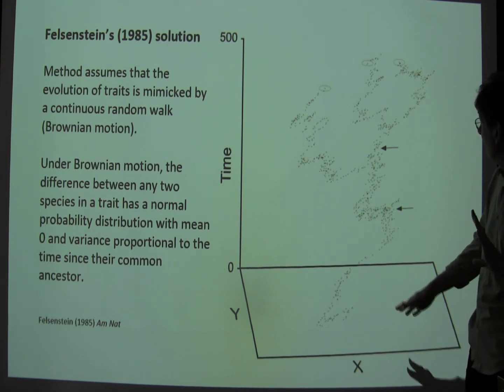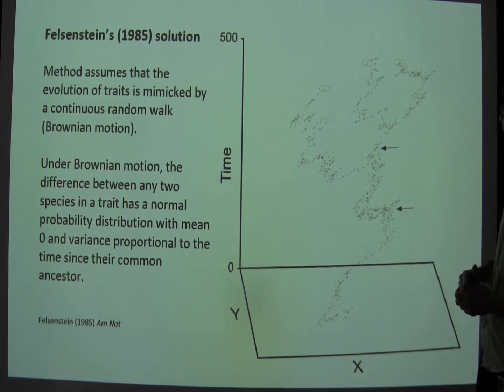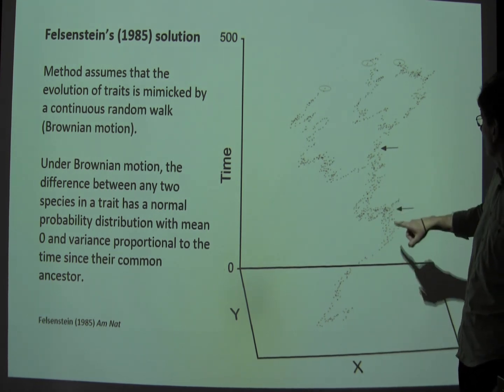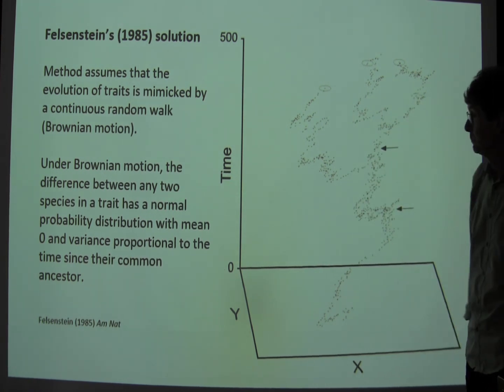And this is just an illustration of what Brownian motion might look like in three species that split here and then split here again to produce those three.